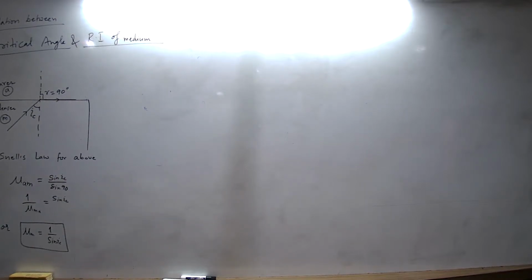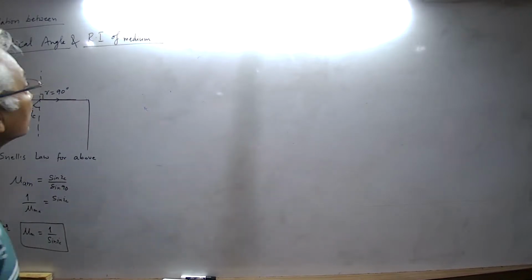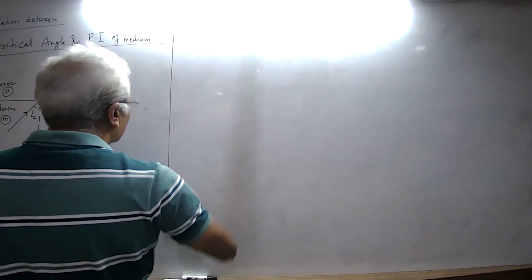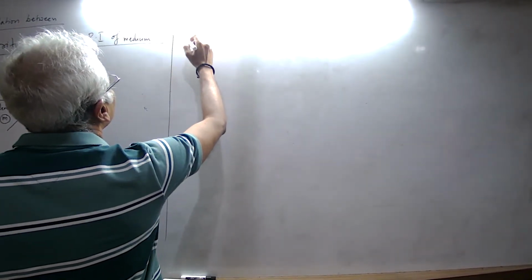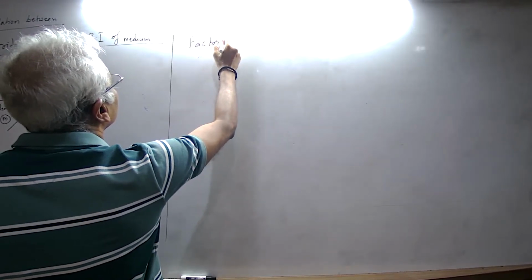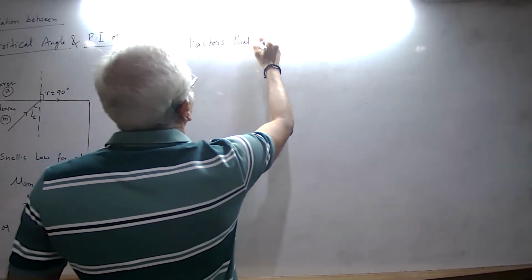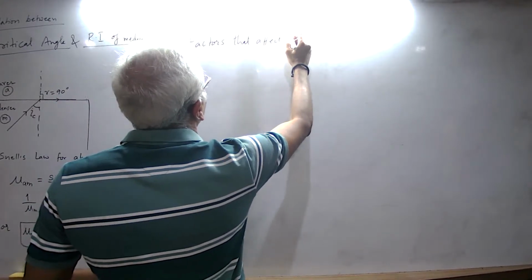Alright. So what is the critical angle for glass? 42 degrees. And what happens if any ray is incident beyond critical angle? Total internal reflection. Okay, so keep this in mind because we are going to have a lot of applications for this. So next is, what are the factors that affect critical angle? So one is of course refractive index, right? Factors that affect critical angle.